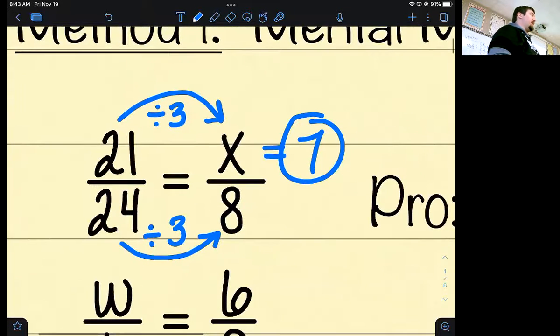How did I do that? I used mental math. I figured out what they were reducing by. Once I figured out what they were reducing by, which is 3, I was able to solve the problem by reducing 21 by 3 to get 7.